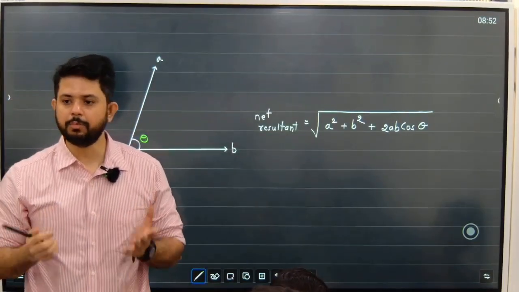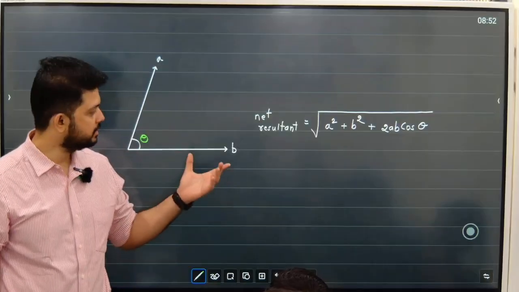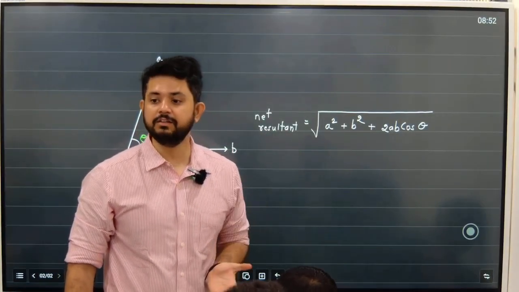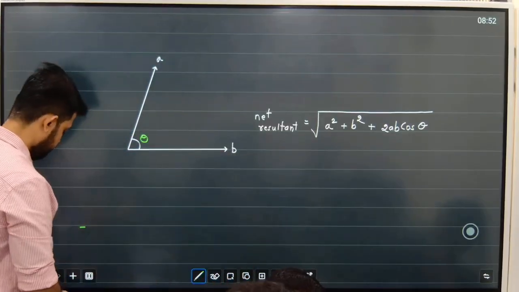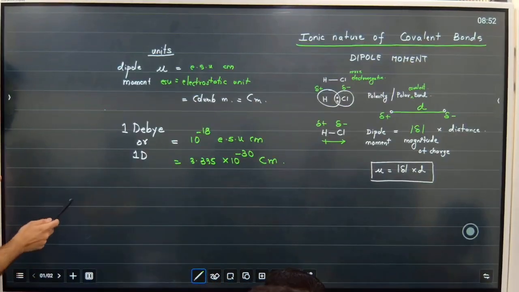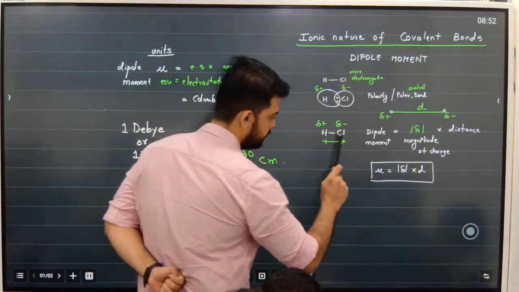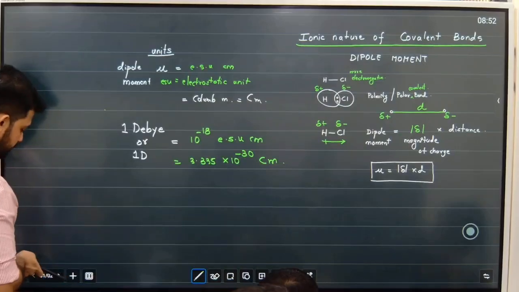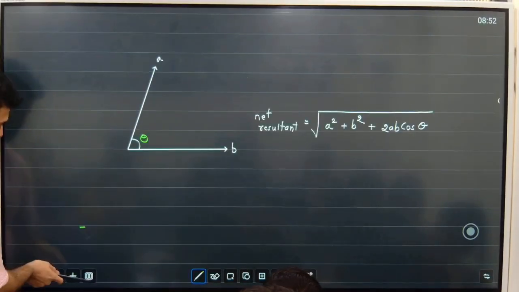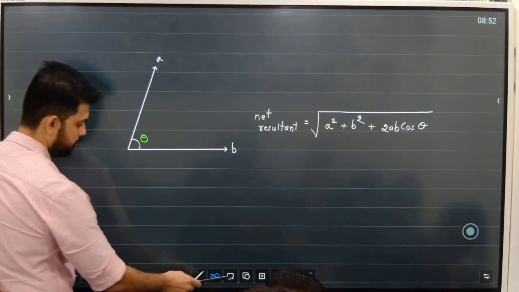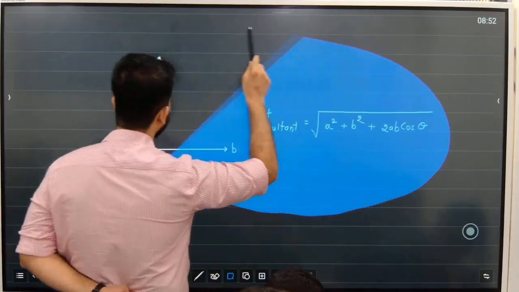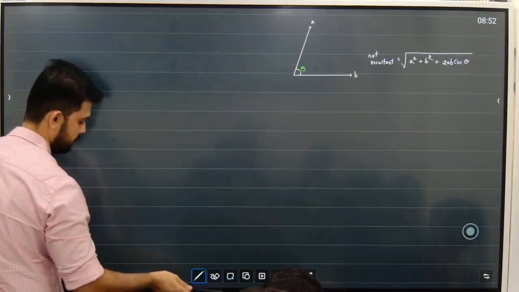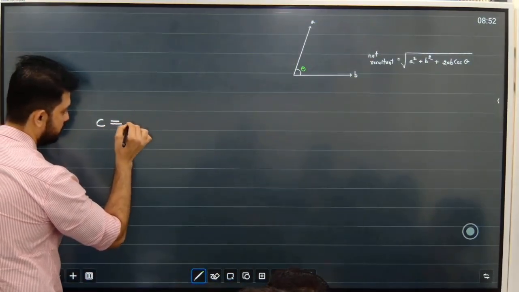Why? Because when we talk about bond polarity, we will discuss this when we talk about polyatomic molecules. So we will have to find a resultant vector. For example, when we saw HCl, in HCl there's only one vector in one particular direction. But let's say I want to find the net dipole for a polyatomic molecule. For a polyatomic molecule, let's say, it is CO2.